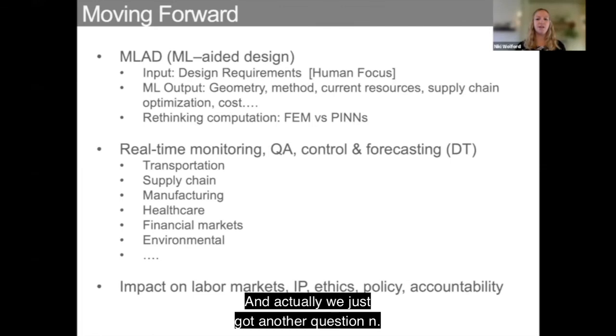Great. And actually, we just got another question in. So is there a way to train our models faster while not losing much performance? As training for multiple days with multiple GPUs is not always available?